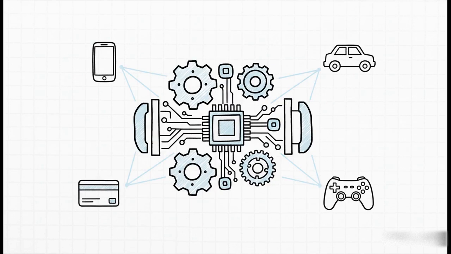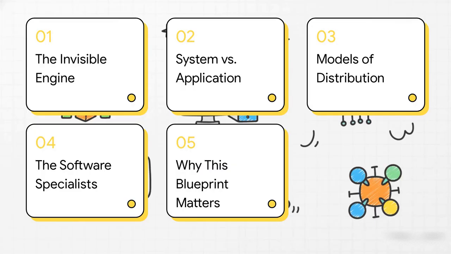So the answer's pretty obvious, isn't it? It's software. This single, invisible force is running the show. Okay, so now that we see it everywhere, let's dive into the actual blueprint of this hidden world. Here's what we're going to cover. First, we'll define this invisible engine. Then, we'll get into the two main types of software. After that, we'll look at how it actually gets to you. We'll meet some of the unsung heroes of the software world. And finally, we'll talk about why any of this really matters to you.